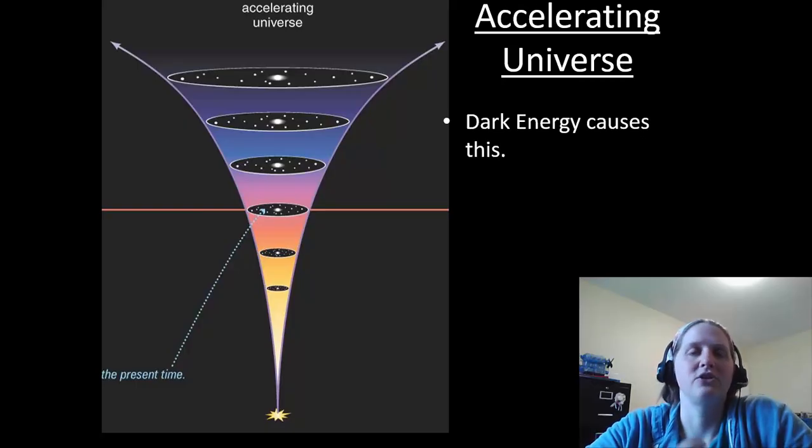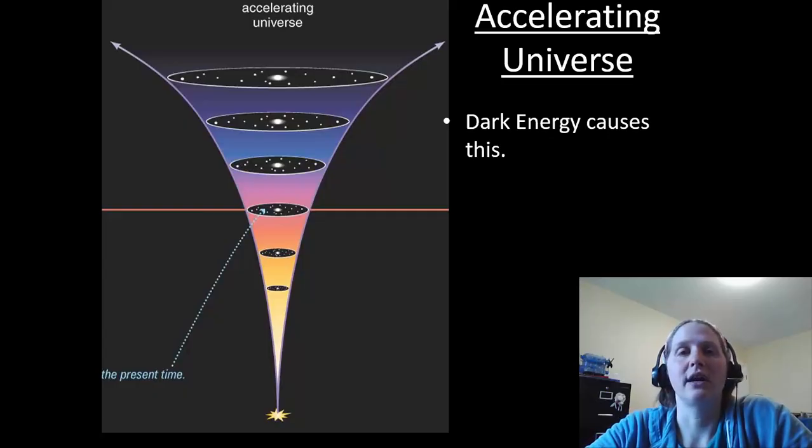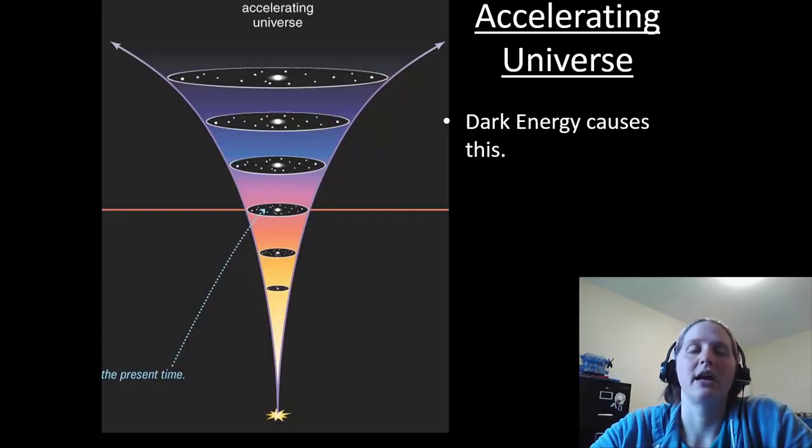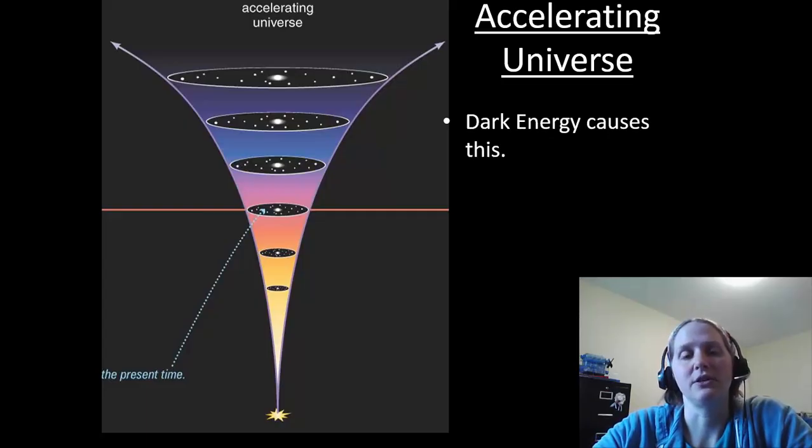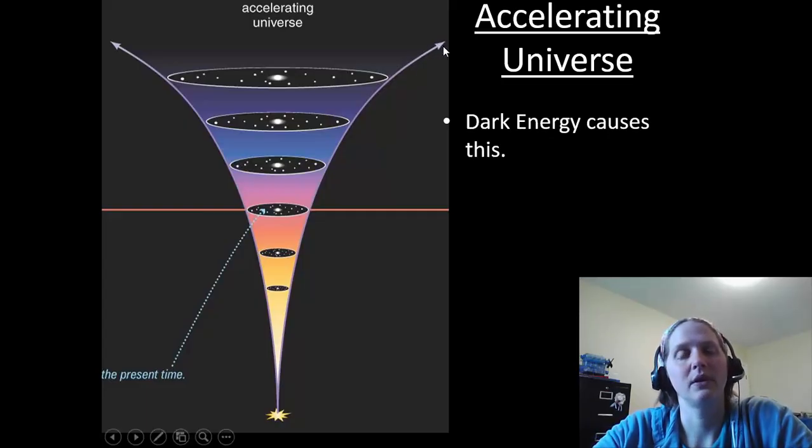You still have expansion and gravity, but we're not even going to have to worry about gravity. We're going to have to add a new effect called dark energy. And dark energy speeds up the expansion faster and faster.